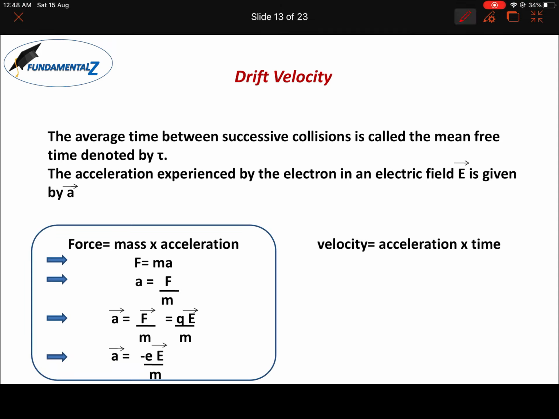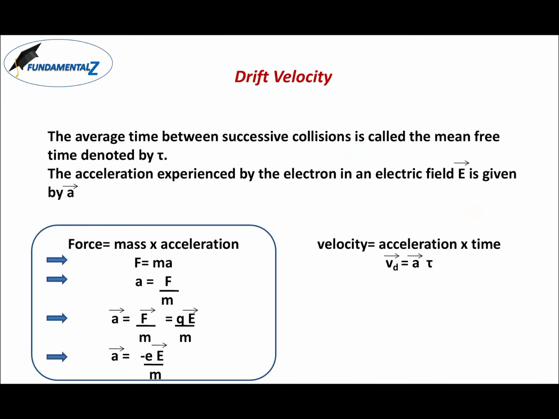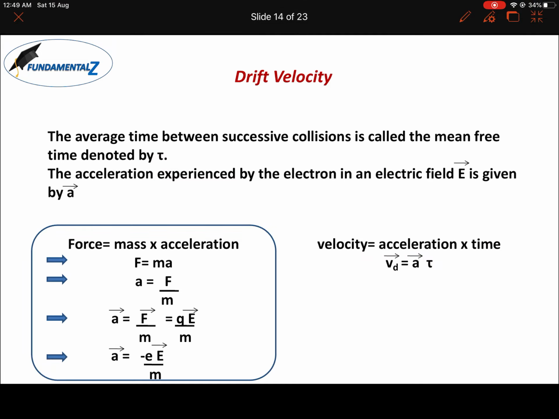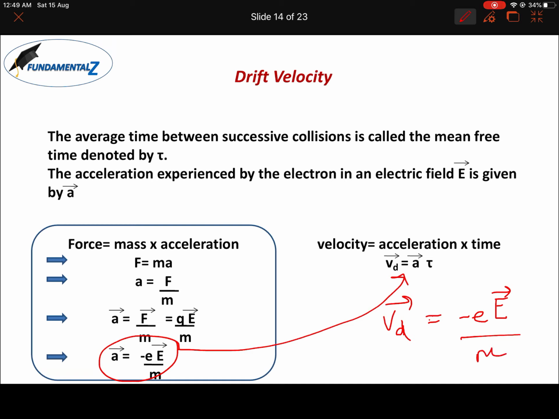I know that velocity is nothing but acceleration into time. So that means I can represent it as Vd is equal to a into, what is time here? Tau. And arrow marks here. So Vd is equal to a into tau. Now I already know what a is, so I am going to substitute a here, so that Vd is equal to, what is a? Minus e electric field divided by m into tau.